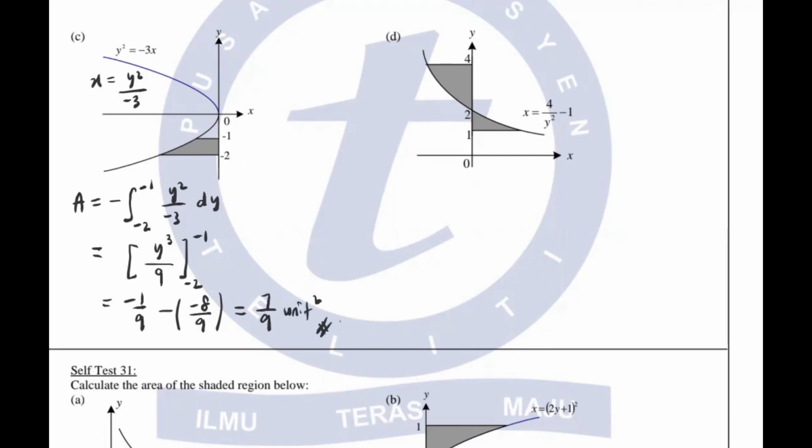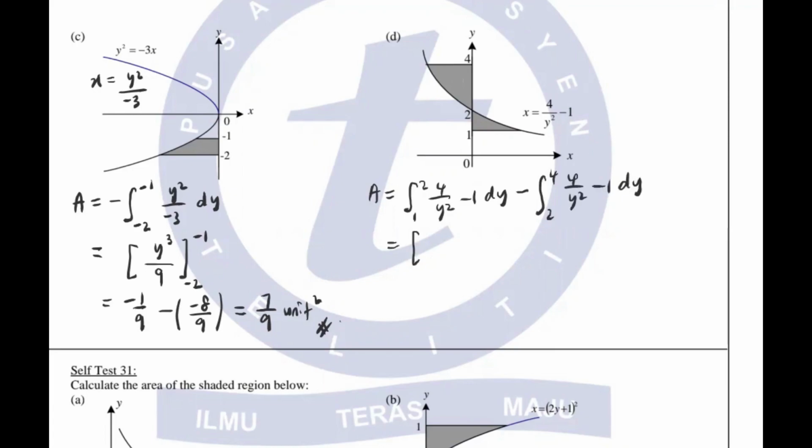As for part D, you can see this part of it is on the right. This part is on the left. So when you have part of the graph on the right, part of the graph on the left, you've got to separate them and integrate them one by one. So the one on the right is positive 1 to 2, 4 over y square minus 1 dy. The one on the left, either you put a negative or you put a modulus, up to you. So I'll put a negative here. From 2 to 4, 4 over y square minus 1 dy.